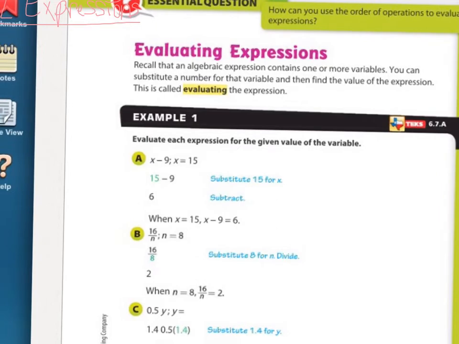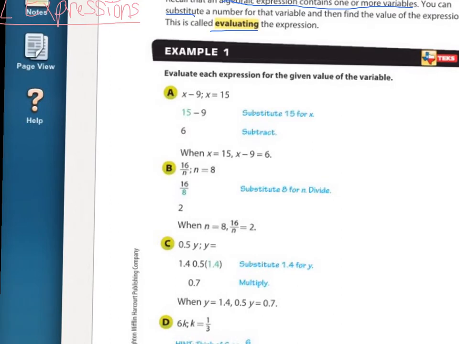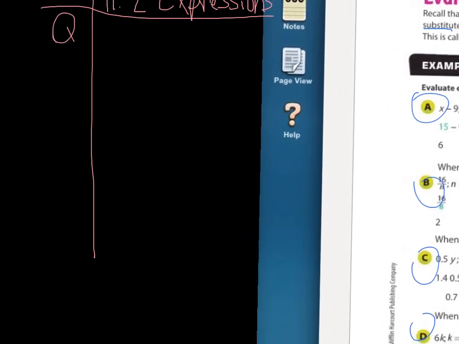We learned when we were studying vocabulary that algebraic expressions will have variables. Variables are the letters. You don't need to write this down, just listen. You can substitute a number for that variable and then find a value, and that's called evaluating the expression. Remember, expressions are math problems that don't have equal signs. So we're going to do examples A, B, C, and D together, and that's what's going to go in your Cornell notes right here.